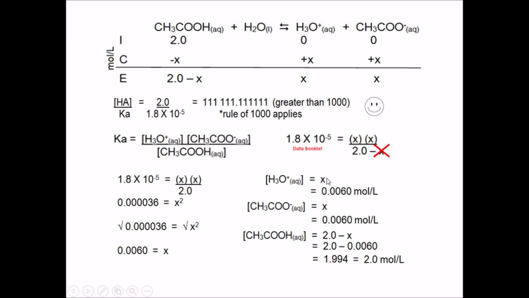We can then sub the x value in to calculate our equilibrium concentrations. The equilibrium concentrations of both products is 0.0060 moles per liter. The concentration of our reactant CH3COOH at equilibrium is 2.0 minus 0.0060, which results in an answer of 1.994. Since we are required to round to two significant digits, our final answer will be 2.0 moles per liter.